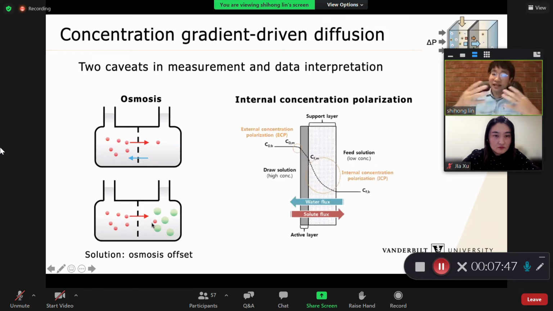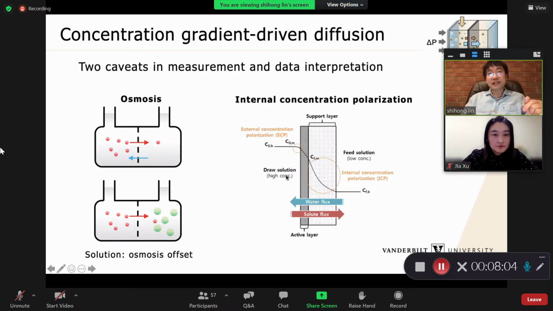And then the second caveat in doing this experiment is the internal concentration polarization. Again, this is a concept people know a lot in forward osmosis. I'm not going to elaborate here because it would take some time.